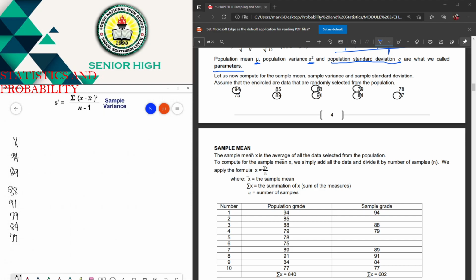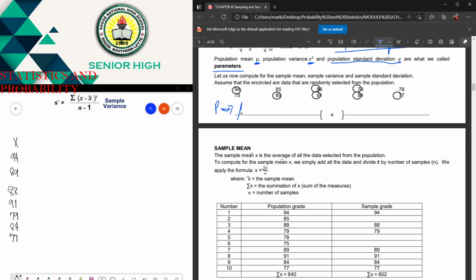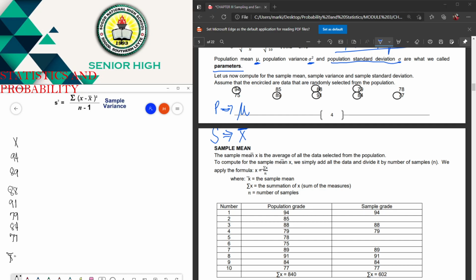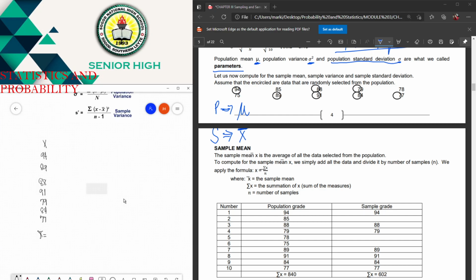Okay? So, to get the sample mean, again, for parameters, the mean of the population is mu. For the sample, the mean is x bar. X bar. So, do not be confused, okay? So, how do we get the sample mean? So, x bar is equal to, wait.